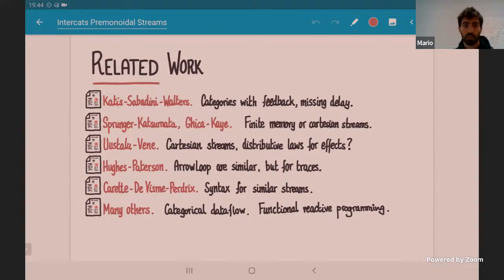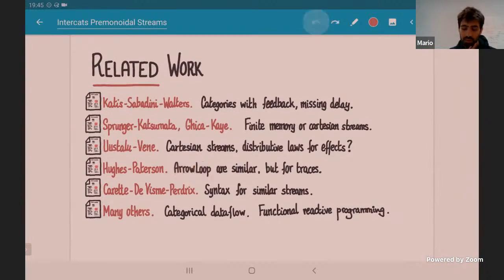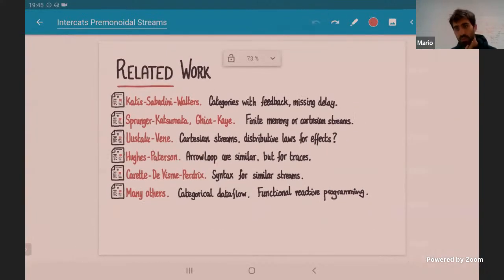We have used the framework of feedback categories from Katis, Sabadini and Walters. Then Sprunger and Katsumata do this discussion of the delay trace. Uustalu and Bene do the same thing of algebraic streams, but they do it in the Cartesian case. And then there are many other papers that we're going to see are related to the thing we are doing. So the interesting thing, for instance, on this ArrowLoop, is that we can still use syntaxes that exist for these monoidal streams. This is a way also of checking a sanity check, the fact that you recover things that were in the literature in some form.